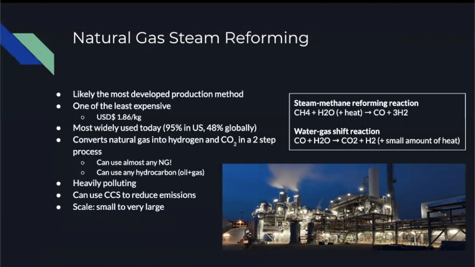Steam reforming uses natural gas mixed with steam and heat to generate carbon monoxide and hydrogen. The carbon monoxide is then mixed with water in a catalytic water-gas shift reaction to create more hydrogen and CO2. The hydrogen gas is then purified for use. Most commonly, methane is the natural gas used, and the reaction in a steam methane reformer is shown on the right here.